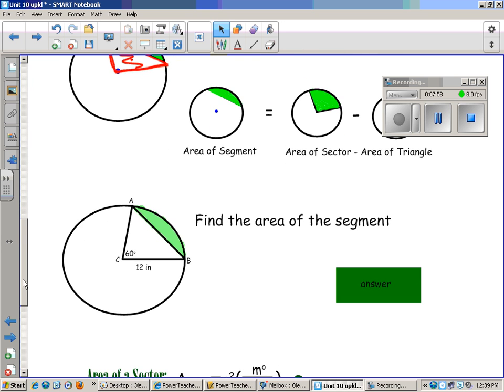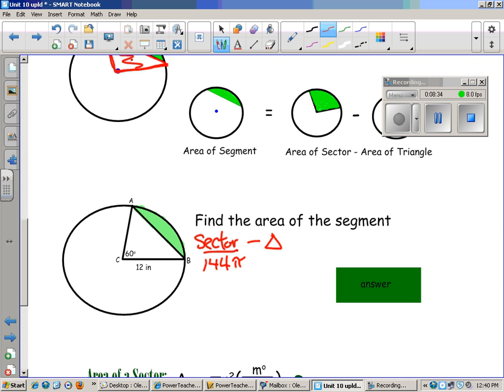So let's try one. Okay, so the first part is easy, finding the area of the sector. That's just the area of the circle times the percent that's covered. So in this case, the area of the circle would be pi times 12 squared. So 12 squared is 144. So that'd be 144 pi. Okay? Then we're going to subtract the area of the triangle.